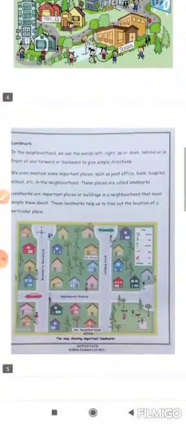Next topic is our landmark, referring to your page number 56. Students, the place around where we live is called our neighborhood.